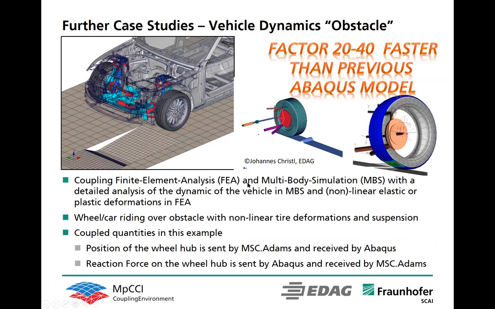Another case is a combination of a multi-body code plus a structural code. That is a typical application case from the automotive domain, a misuse case: driving a car through a hole at a speed of 30 or 40 kilometers per hour. Before they could couple it by MpCCI, that OEM used a full car Abaqus model and let that full car Abaqus model drive through that hole. That took about 40 hours in total.